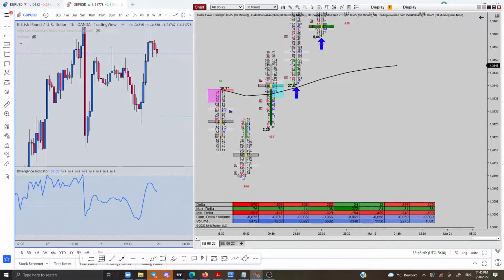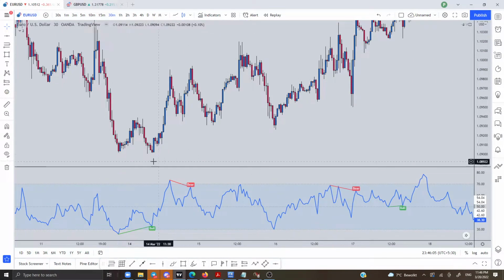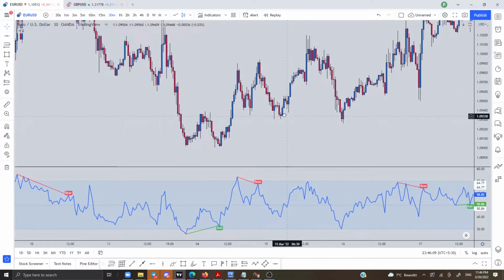We have seller's trap, buying was joining, big stopping volume, very big stopping volume. So this is a very good buy for us. Anyway, let's talk about the divergence, because this is the divergence series. We have a few divergences we can see. Let's talk about how they worked.